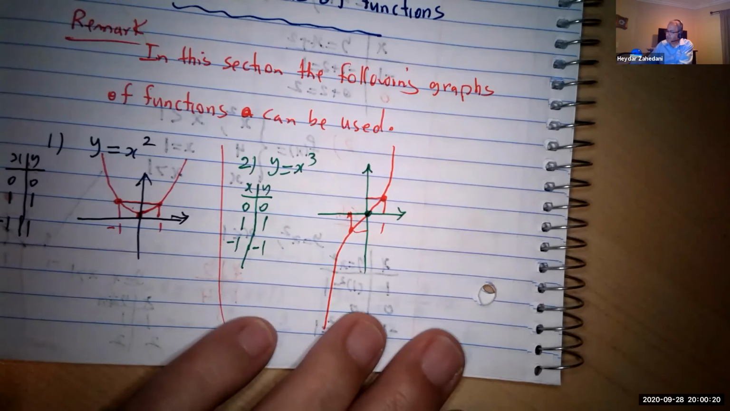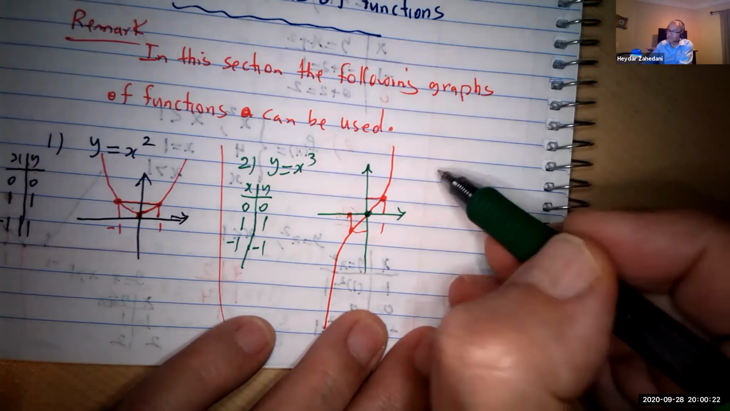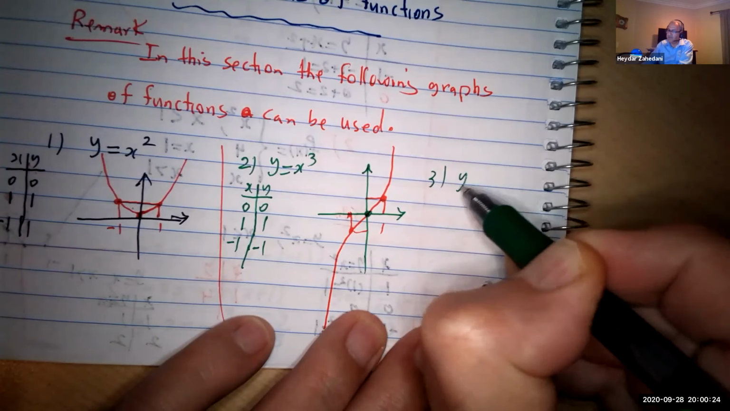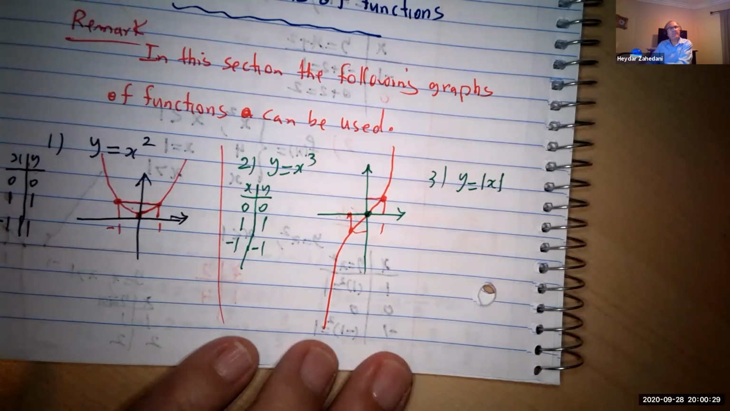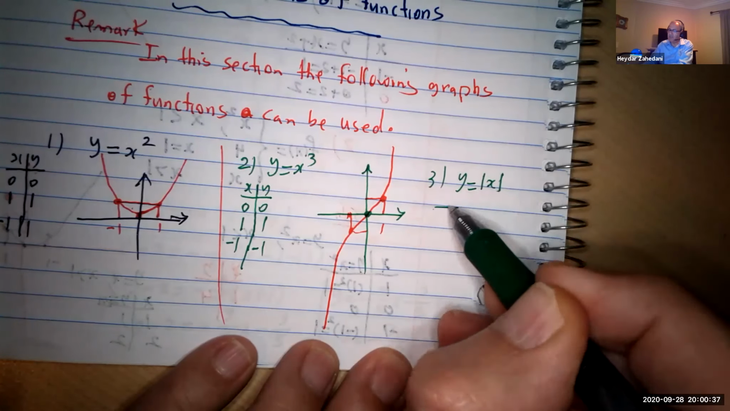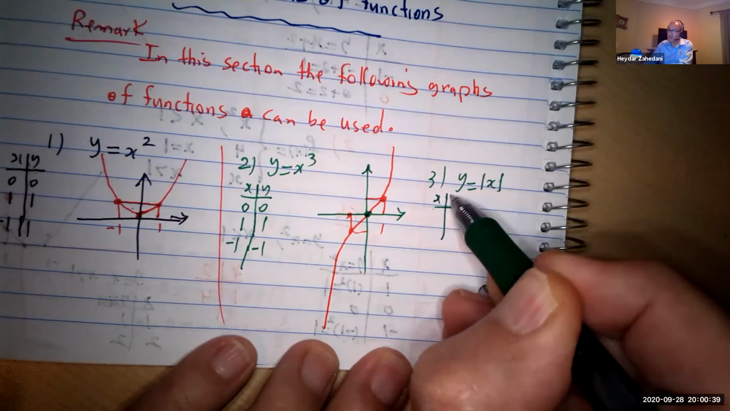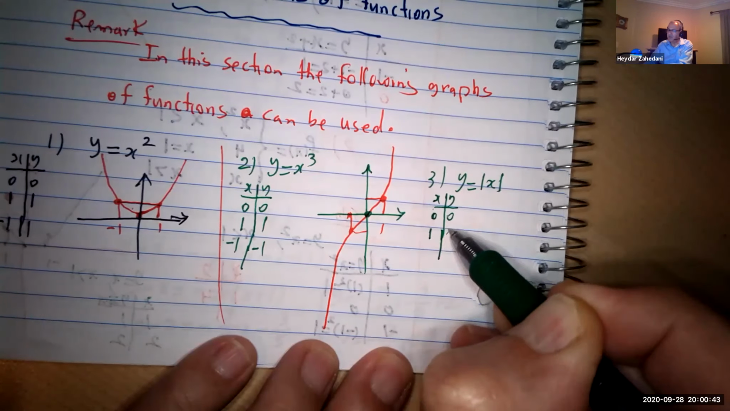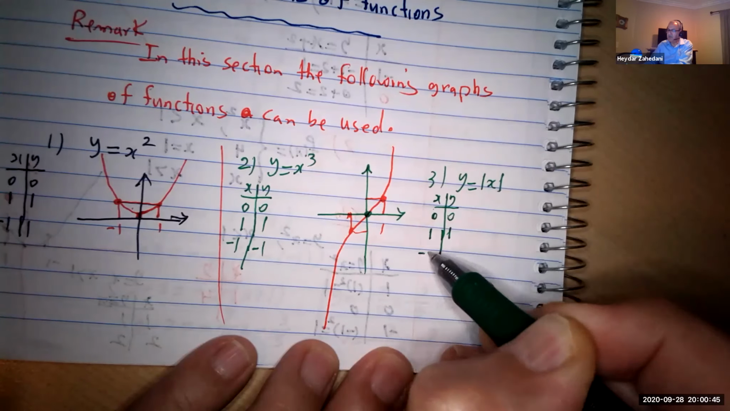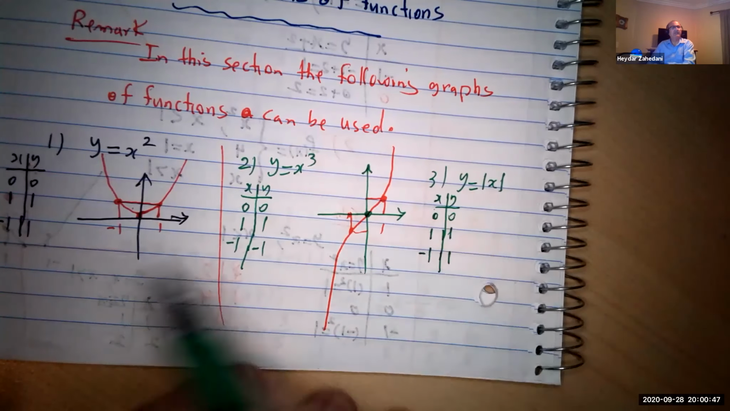I need another one. This is the graph of the absolute value of x. Okay, remember we checked the symmetric property of this one. So if you like, you can check the x and the y. x is 0, y is 0. x equal to 1, this is going to be 1. x equal to negative 1, the absolute value of negative 1 would be 1 again.